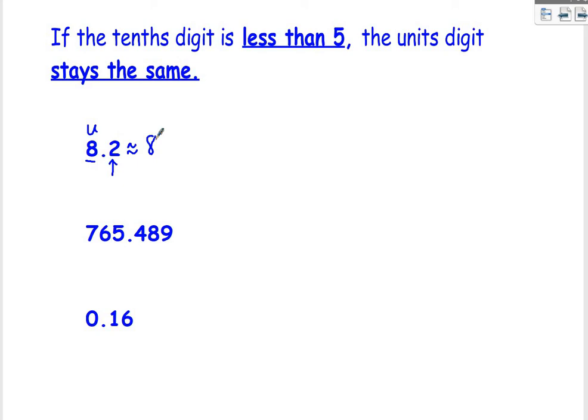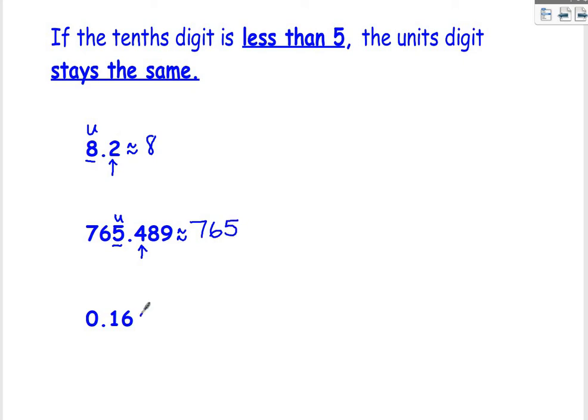And let's do another one. The value in the units column here is 5. The value in the tenths column is 4. That is less than 5, so the units digit stays exactly the same. Remember, in this case here, you would need to include the 700s and the 6 tens. So to the nearest whole number, it's 765.